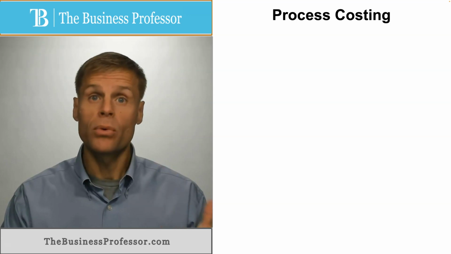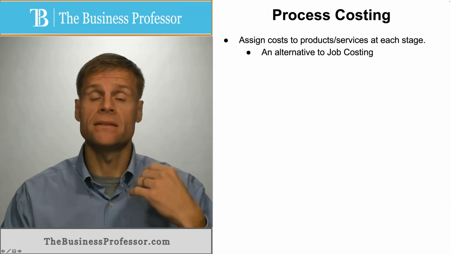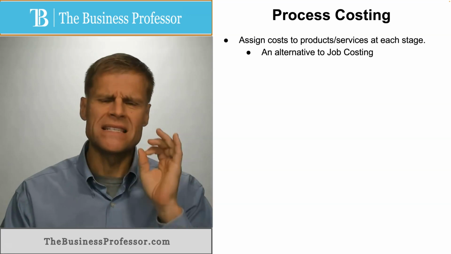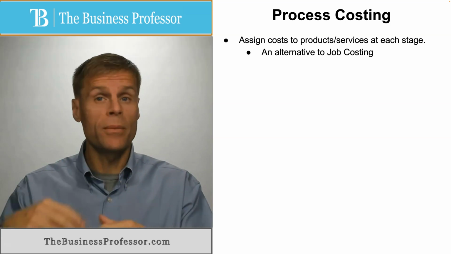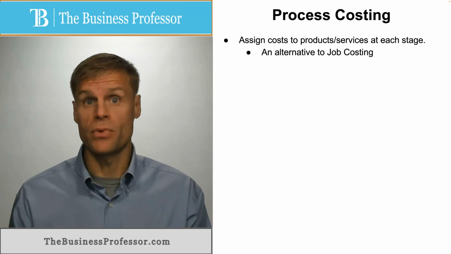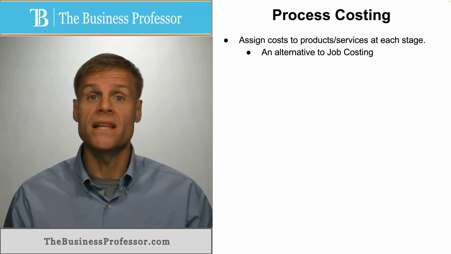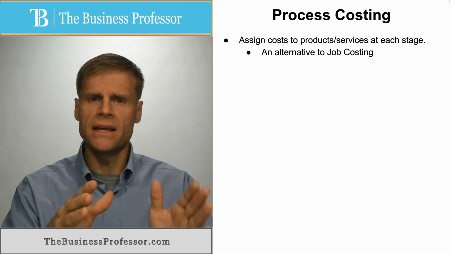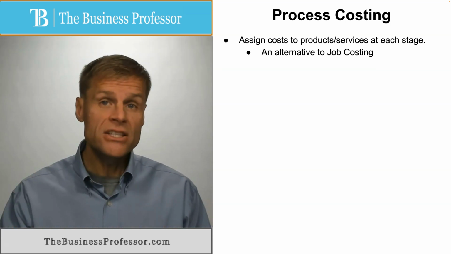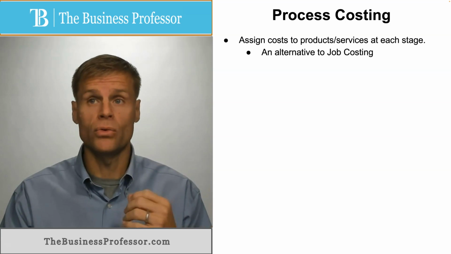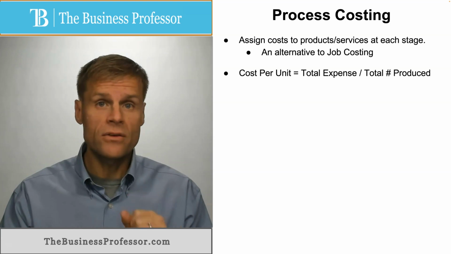What is process costing? Well, to begin with, process costing is a method or means of assigning cost of a project or service to a particular stage of the production process. Okay. Now, in some instances, there is only one stage of the production process. But again, if there are multiple stages you're undertaking to assign to each stage, it's generally an alternative to the job costing approach.